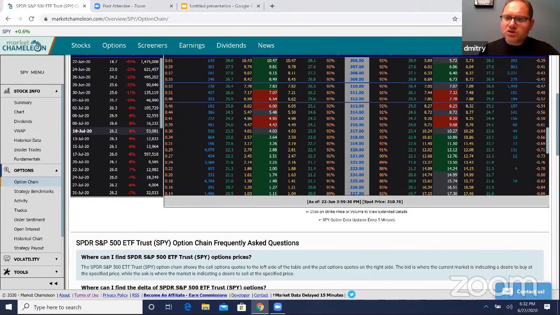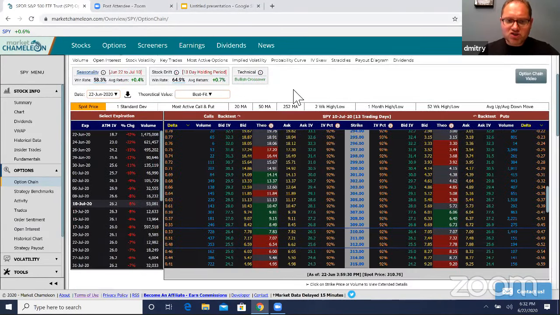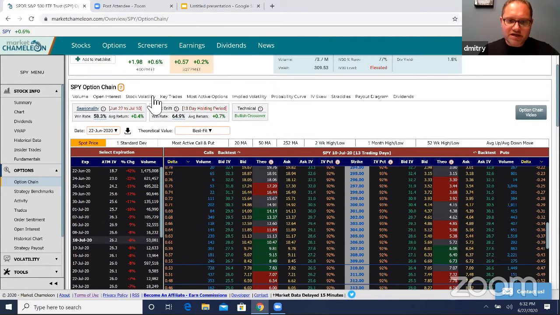Yep. All right. So I'm just going to pick any strike. So here's an options chain for SPY. This is the SPY options chain.